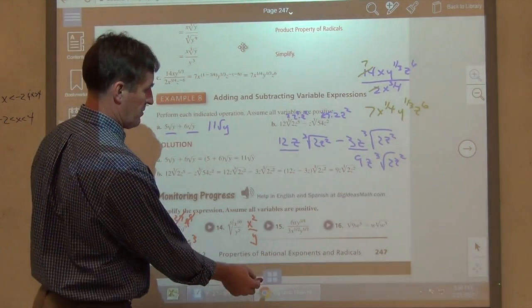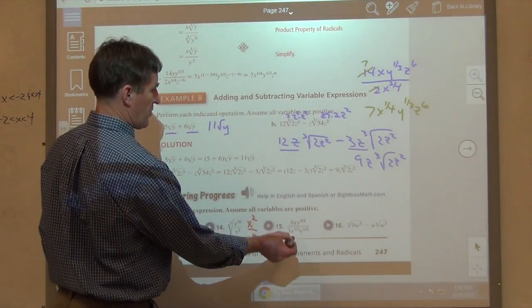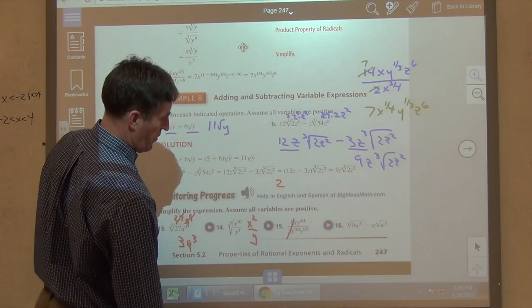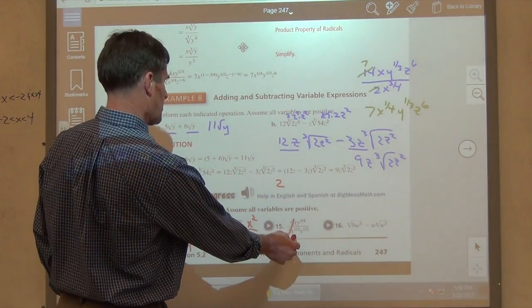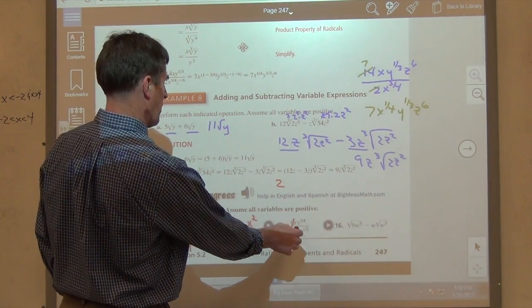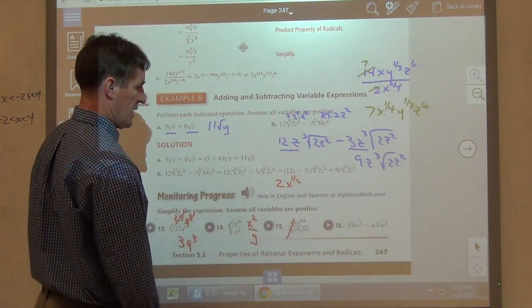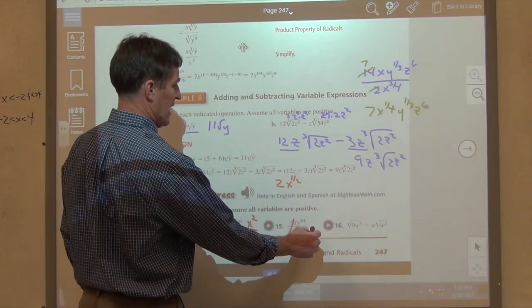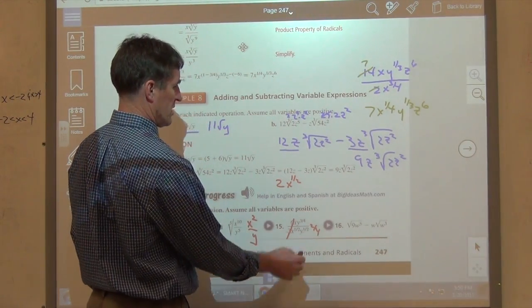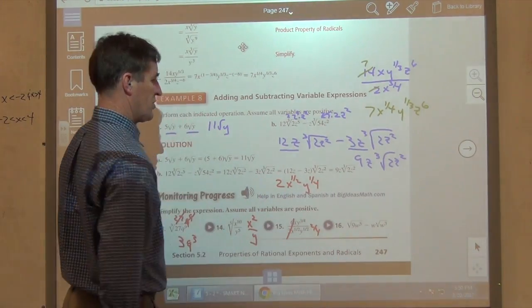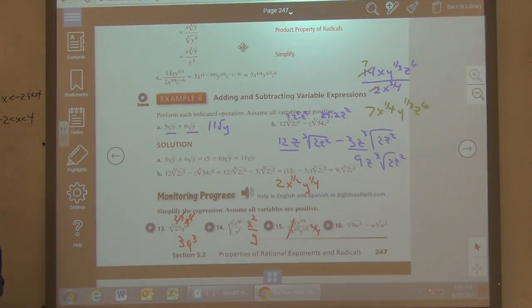Let's take this next one. 6 divided by 3 is 2, so that's gone. I took care of that. We have x to the 1st and x to the 1/2, so we subtract 1 minus 1/2 is x to the 1/2. And 3/4 minus 1/2, I'm going to have to change that to 2/4. 3/4 minus 2/4 is 1/4. And so you should have gotten 2x to the 1/2 and y to the 1/4.